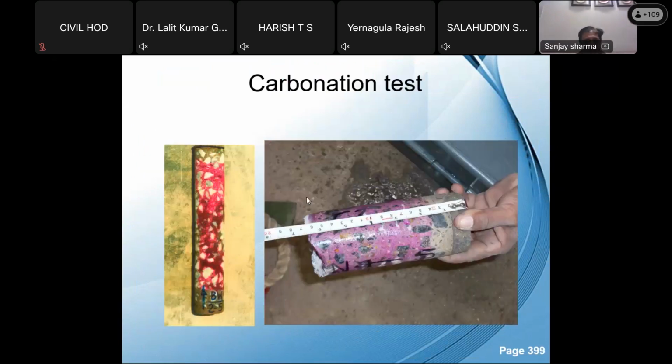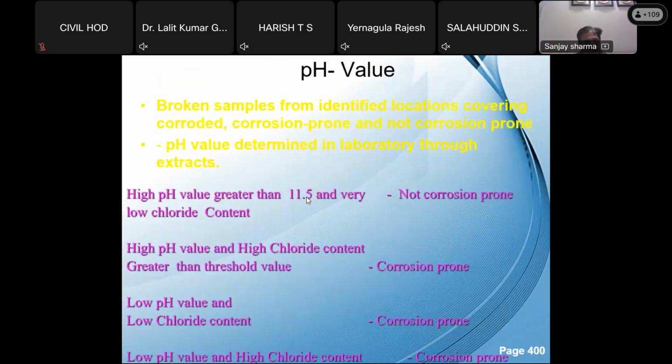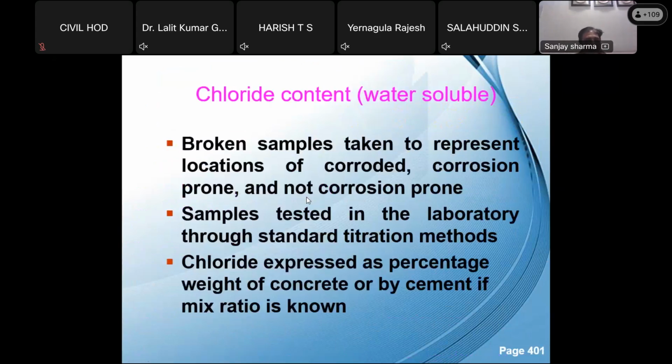This is a carbonation test. It is very important because the pH value is important, as the pH value lowers down because of the carbonation. Carbonation is basically carbon dioxide plus water ingress converting into carbonic acid, and because of the carbonic acid the pH of the concrete goes down and it causes corrosion in that particular structure.